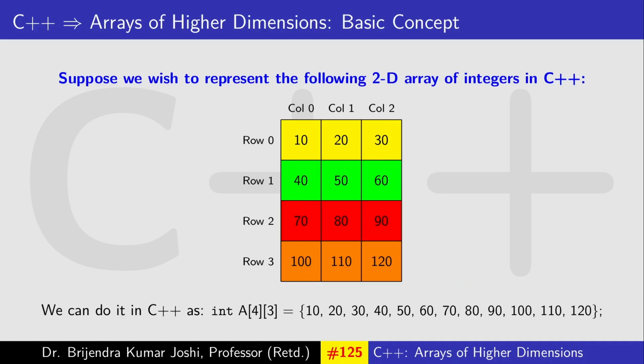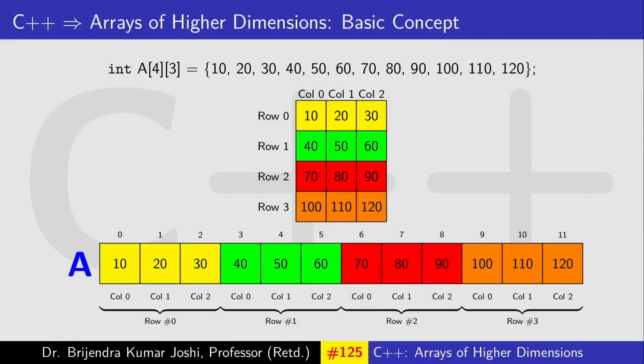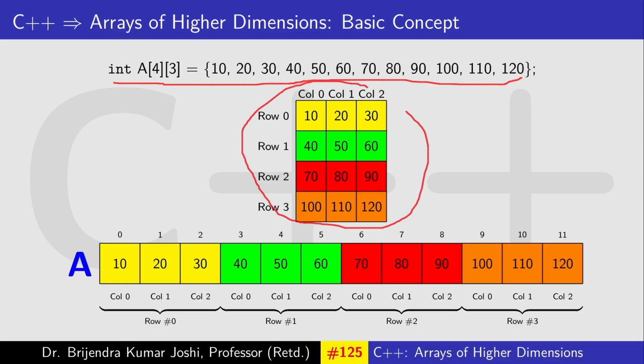So what we have done here is we have declared an array A of integers of 4 rows, 3 columns, total elements 120. Let us rewrite the same array which we declared in the previous slide. Now here I have represented it again for the sake of simplicity. Now you can see here in the linear memory, suppose the name of the array is A.